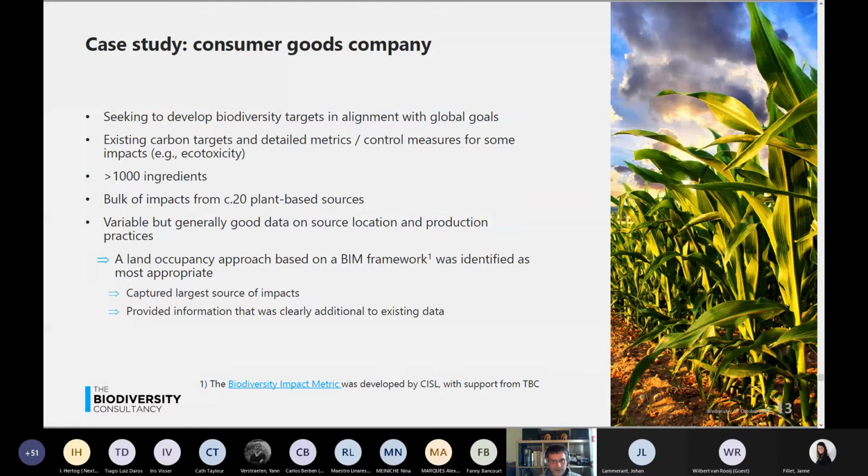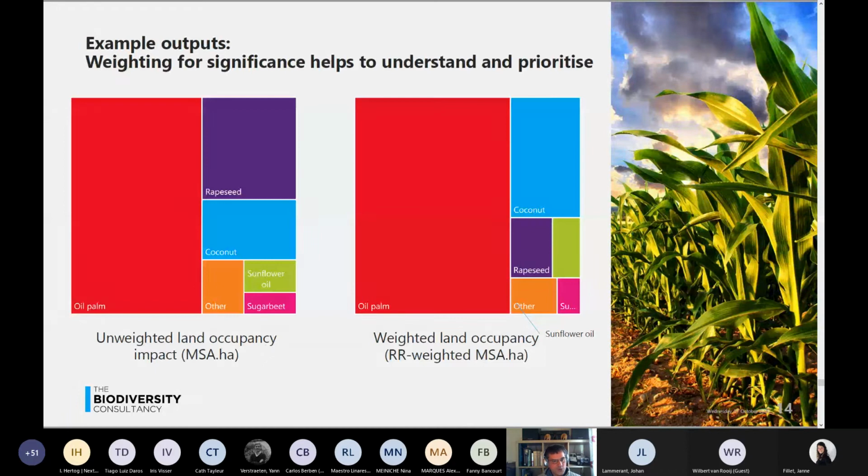So we felt, after looking at this and discussing it with them, that using a land occupancy approach, and we used the BIM framework with a few adaptations, was the most appropriate, because it captured the largest source of impacts, which was the land use, and it provided information that was clearly additional to the existing data. So, in addition to what they already had on carbon and what they already had on ecotoxicity, for example. So, next slide, please. So, a summary of some of the results.